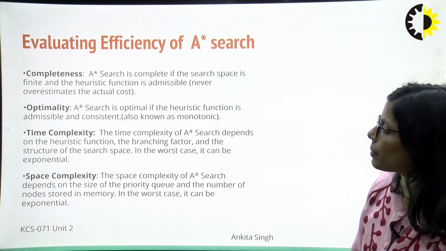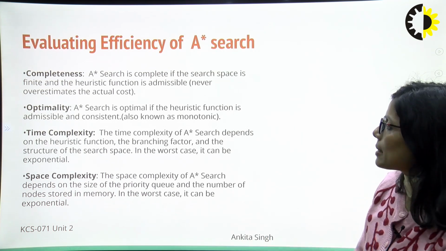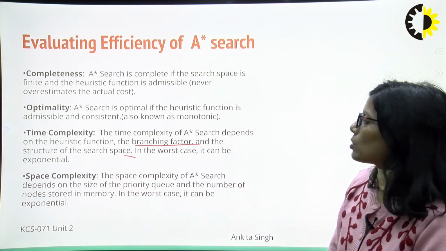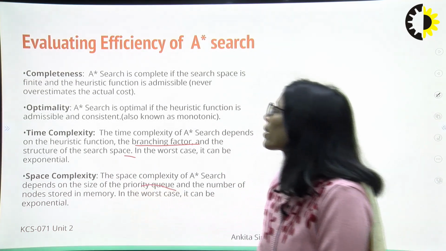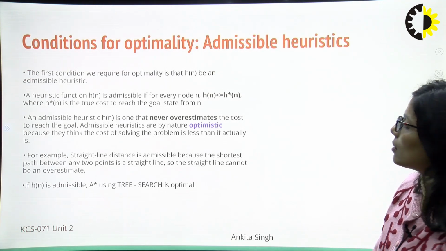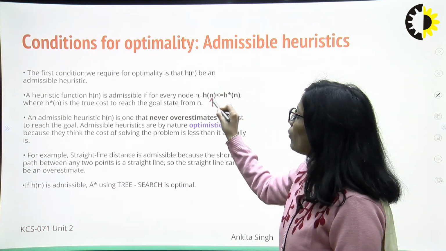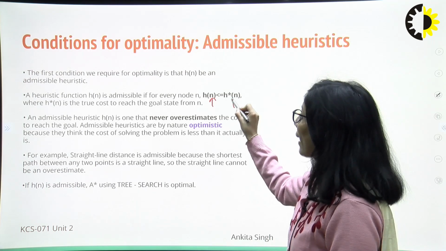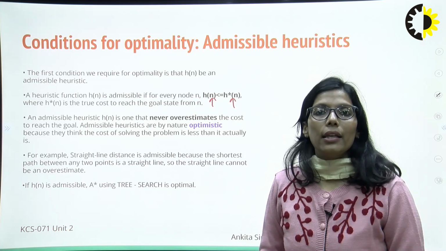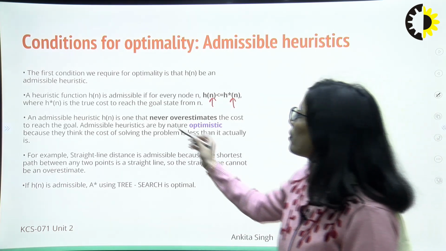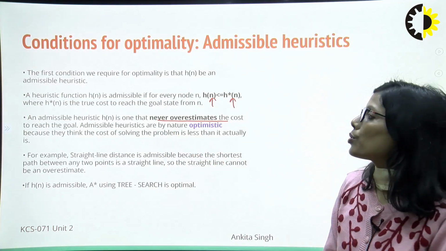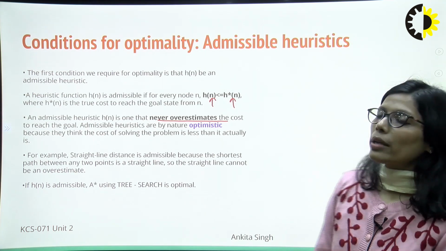A star algorithm is complete, it is optimal, and the time complexity depends on the heuristic function, branching factor and the search space. Space complexity is also dependent on the priority queue size. Now this is an important topic, condition of optimality. As I have discussed earlier, the value that we have predicted should always be less than the actual value. That is, we should never overestimate. An admissible heuristic is one that never overestimates the cost to reach the goal, right?